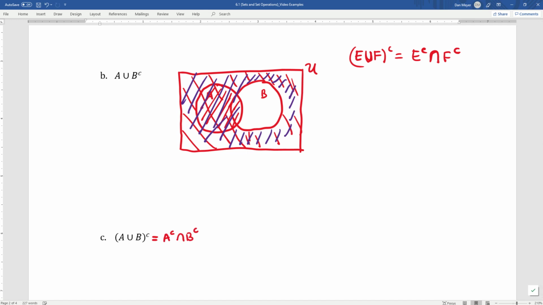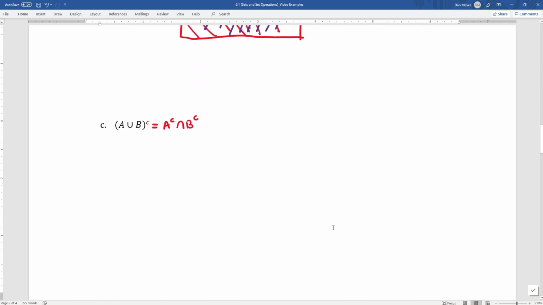According to the algebra for sets that we just determined, (A union B) complement should be the same as A complement intersect B complement. But let's just go ahead and look at that.